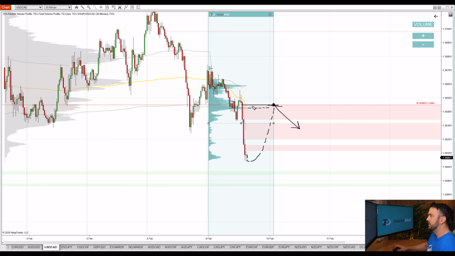So that's why my level is a little higher, but you know, even though the point of control and the beginning of the fair value gap don't align exactly to the pip, I still count it as a confluence and one strong resistance level. All right, so that's the plan on the US dollar, Canadian dollar.